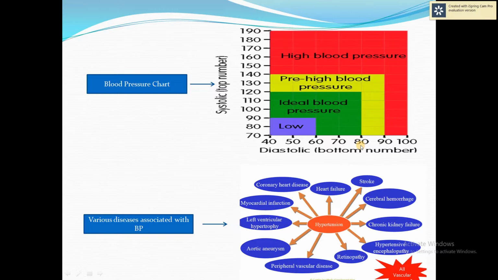High blood pressure is considered to be 140 by 90 mmHg. So this is the range for high blood pressure. This is for the pre-high blood pressure, and this is the range for ideal blood pressure. And anything below this is the range for low blood pressure, which is considered to be 90 by 60 mmHg or lower.